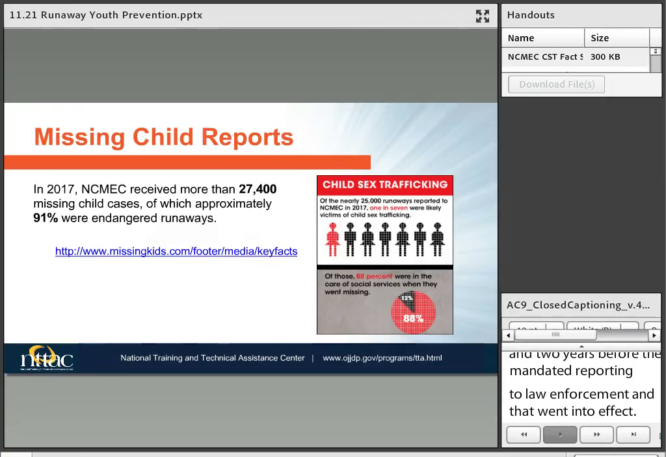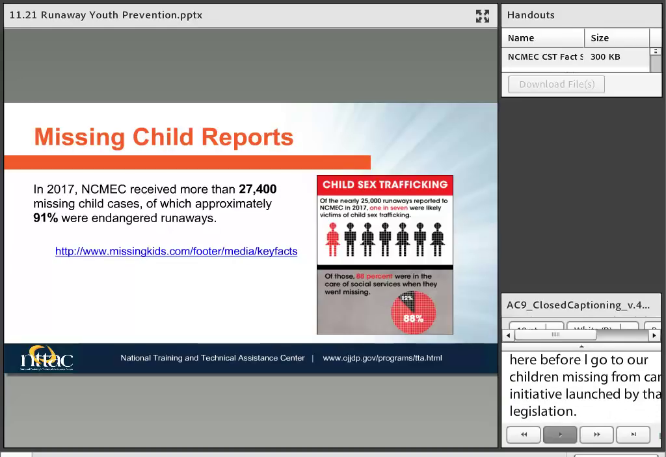So I just also wanted to take a pause here before I go into our Children Missing from Care initiative launched by that legislation. Prior to the passage of that legislation back in 2014, we did have and continue to have long-standing relationships with various state and county agencies who had already reported their missing children to NCMEC.